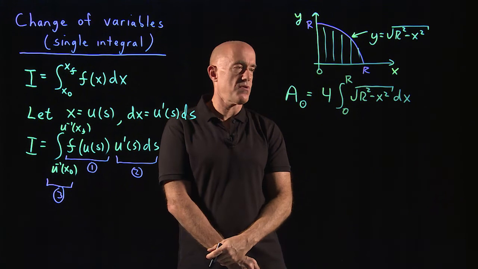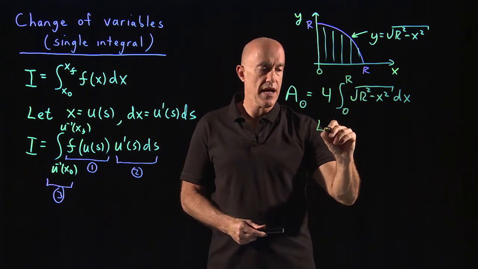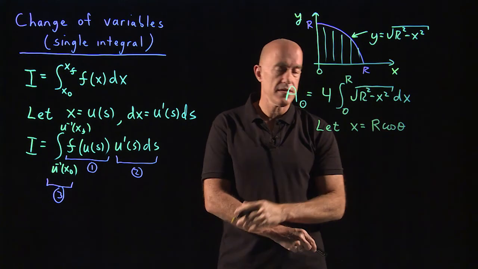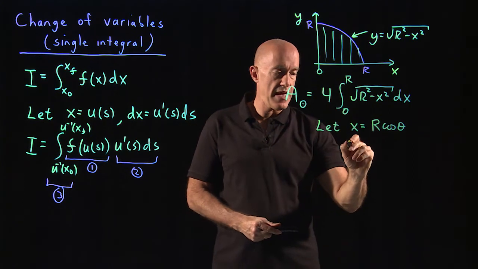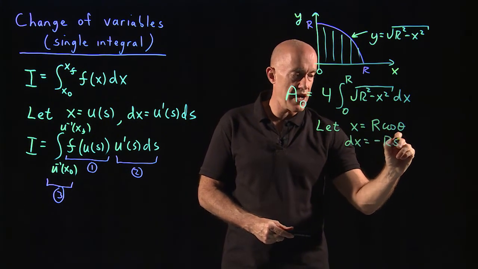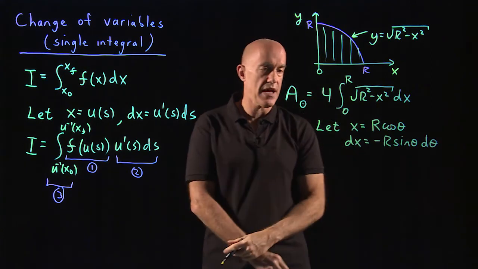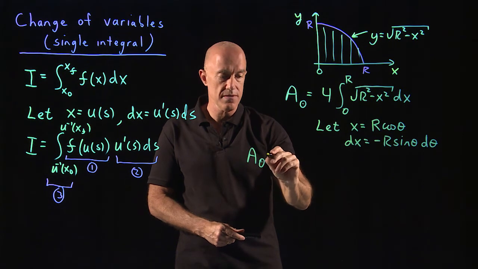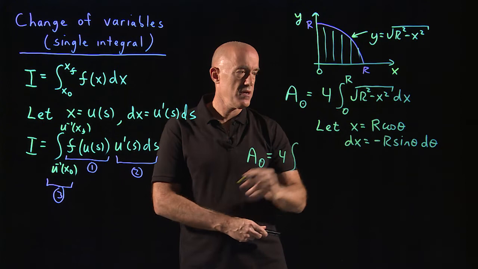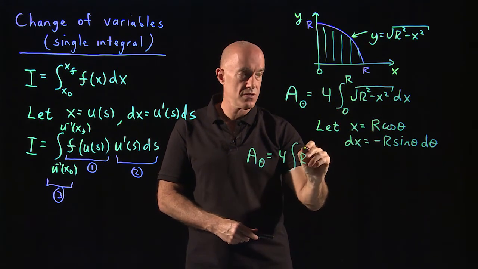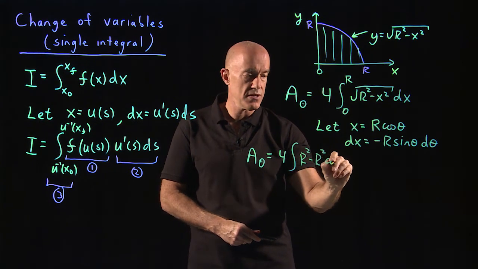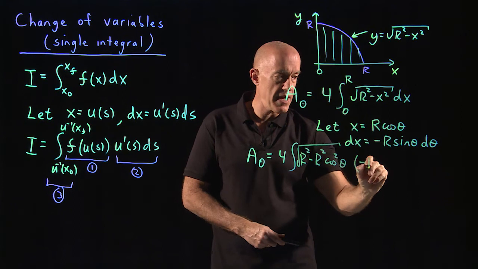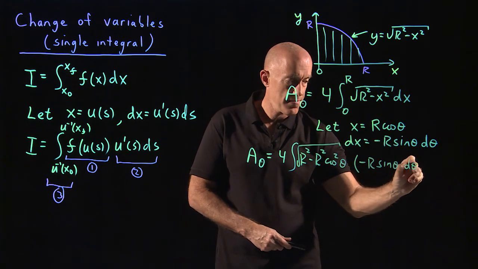Typically, then, you would do this integral through a substitution. Here, I can just let x equals R cosine theta, okay, kind of like a polar coordinate for x, and then dx will be minus R sine theta d theta, so that will be our substitution. So then we will get the area of the circle is equal to 4 times the integral. So r squared minus x squared is r squared minus r squared cosine squared theta, square root. dx is minus r sine theta d theta, right?